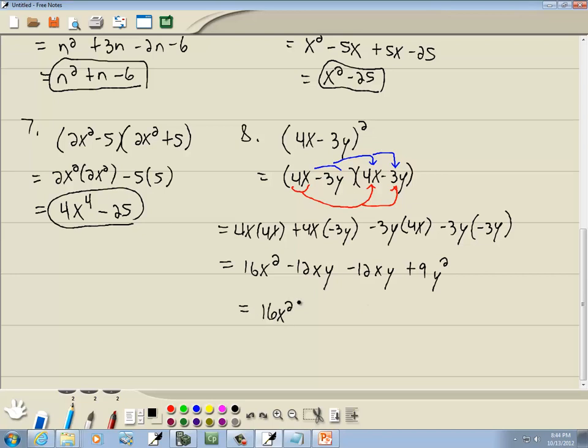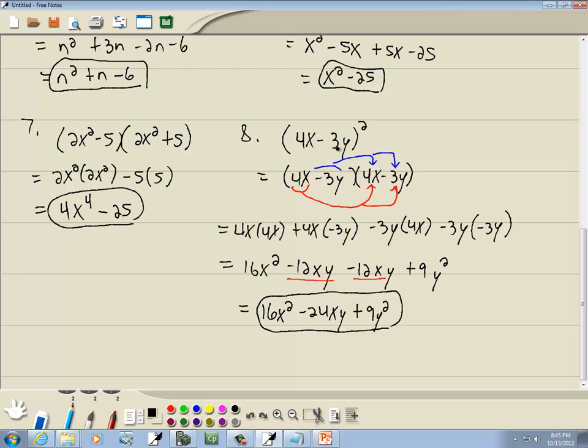Now again, no matter where you are in math, if you can combine together like terms, go ahead and do that. Negative 12xy and negative 12xy. They both have an xy, same variable to the same powers. So we'll add numbers in front. Negative 12 and negative 12 give us negative 24xy. And I'll carry down the 9y squared. And this is in standard form, going from largest power down to smallest in terms of x's: x squared, x to the first, no x.